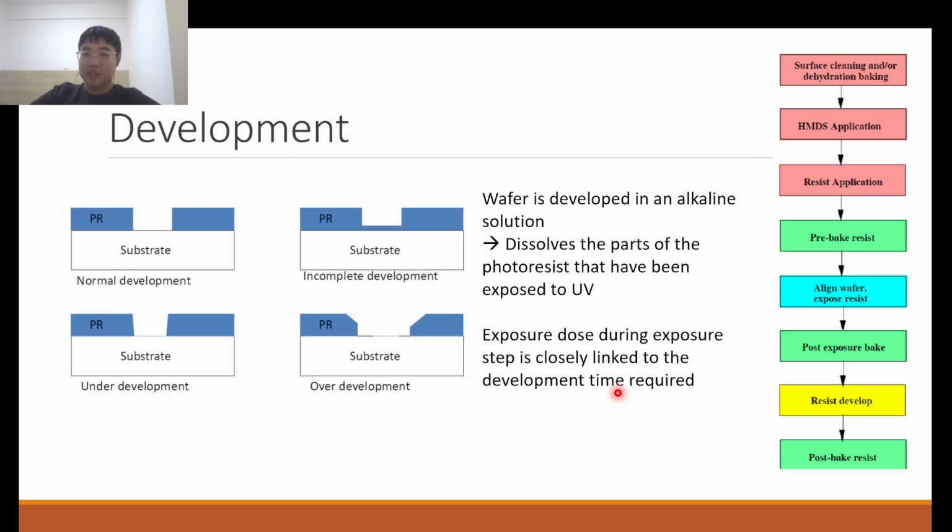And so finally, after post-exposure bake, we can undergo our development. So the wafer is developed oftentimes in an alkaline solution, but this also depends on the chemistry of the photoresist. And so for positive photoresist, it dissolves the part of the photoresist that's been exposed to the UV light. And basically, the exposure dose that occurred during the exposure step is closely linked to the development time required. So we want to have sufficient exposure such that the development time is not too long, because if the development time is too long, we can encounter things like overdevelopment, right? That is not ideal, because we basically have a non-ideal geometry profile of the edge of the photoresist.